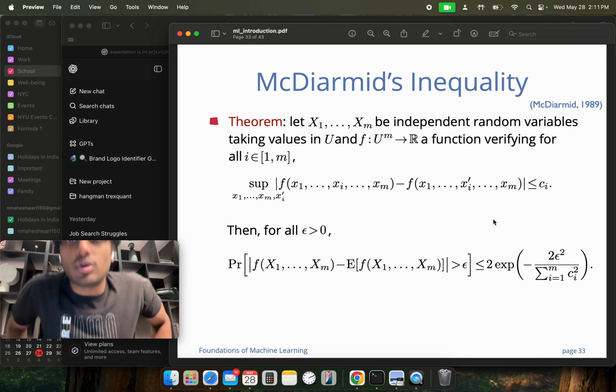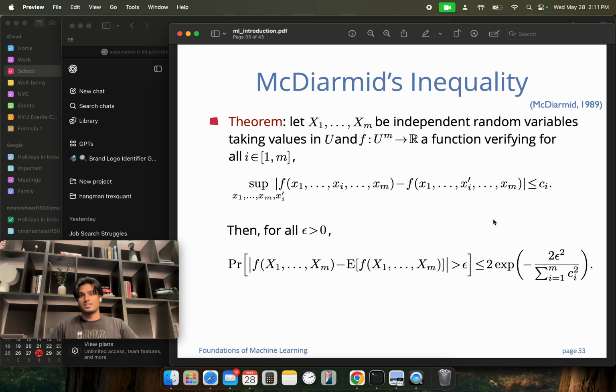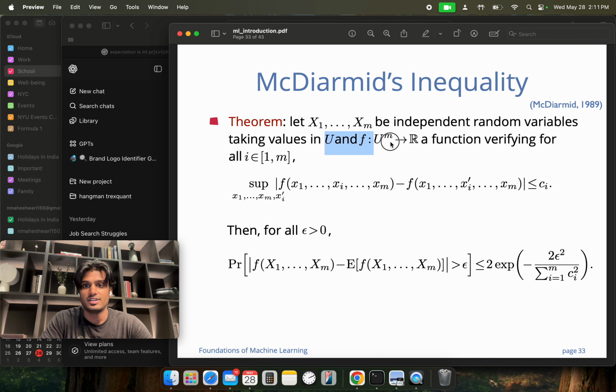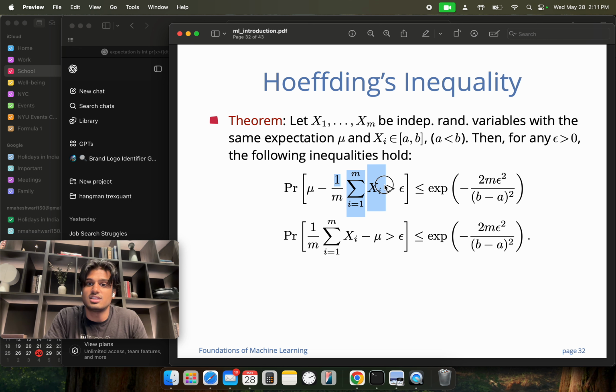And then McDiarmid's inequality is something which is even more general. Let X1 to Xm be independent random variables taking values in some set U, and there is a function going from this m-dimensional input to R. So this function in this case is just this mean function, which takes everything, sums it up and divides it by m.